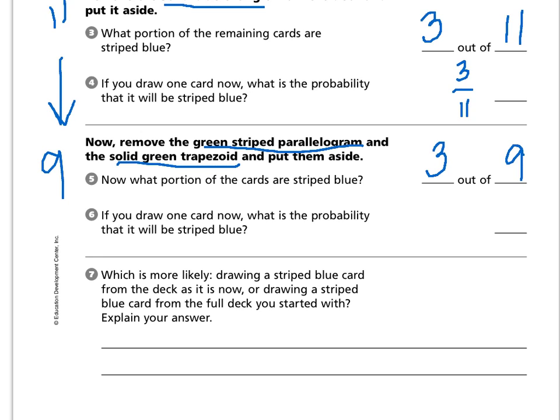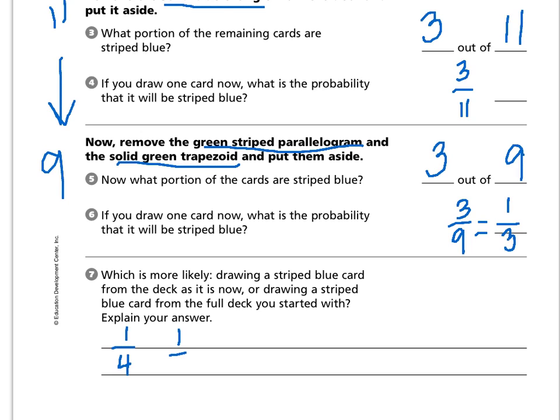And I know it's going to be 3/9, but I need to reduce this fraction. And I know that 3 can be divided by 3 one time, and 9 can be divided by 3 three times, so it would be 1/3. Which is more likely, drawing a striped blue card from the deck as it is now, or drawing a striped blue card from the full deck you started with? The full deck that I started with was 1/4, and now my chances are 1/3.